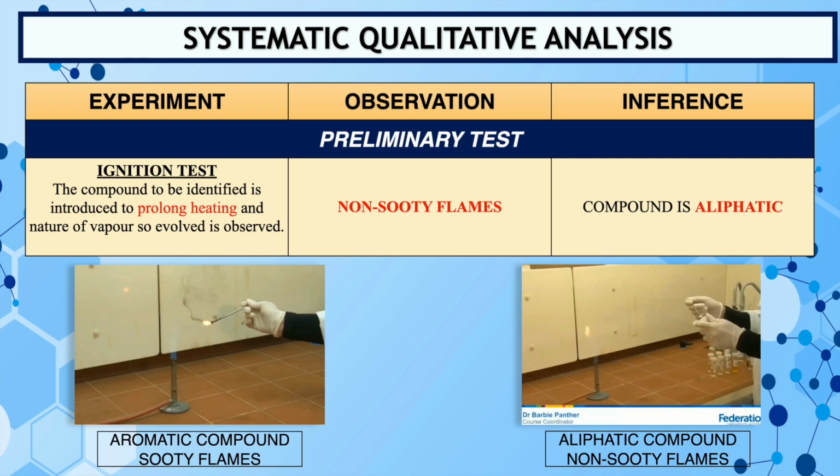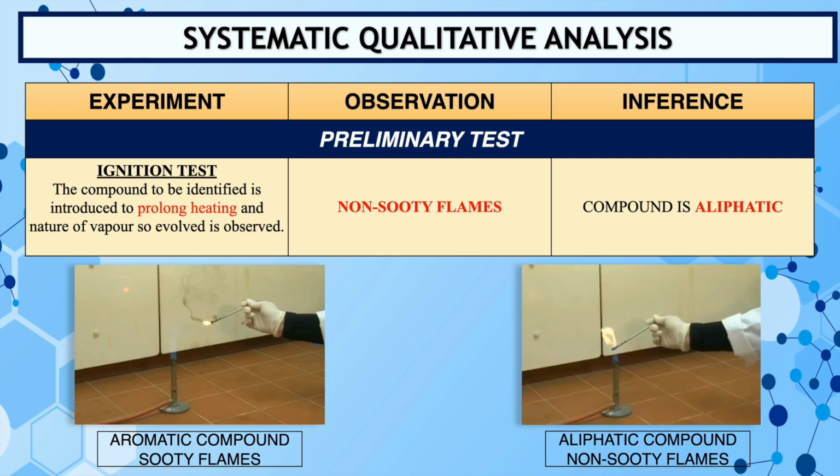Now, please observe the second video. In the second video, as we can see, when we subject our organic compound to the flames, the vapors evolved are white in color. It infers that the hydrogen content is more in it, and henceforth it is giving non-sooty flames and is an aliphatic compound. Now particularly talking about our compound, we have to subject it to prolonged heating, and the observations were that it was giving non-sooty flames, and henceforth it was an aliphatic compound.